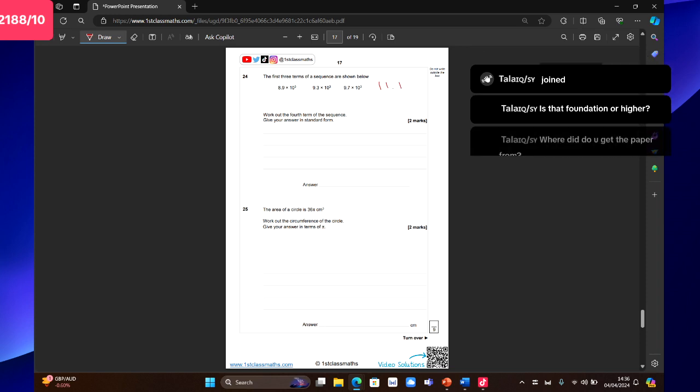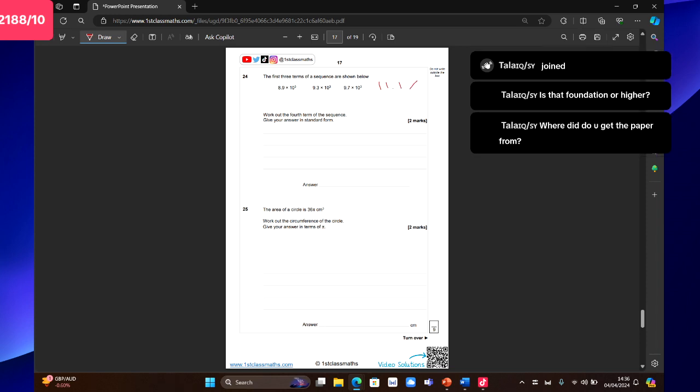11.1 times 10 cubed. But we want our answer in standard form. So it's going to be 1.11 multiplied by 10 to the power of 4. Remember, standard form is a number between 1 and 10 times 10 to the power of something.